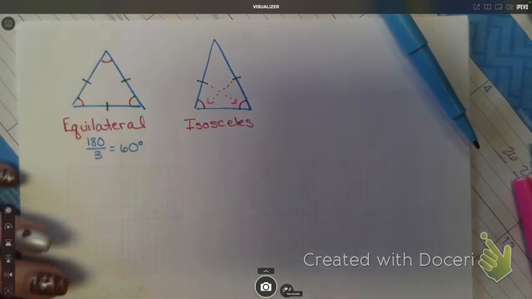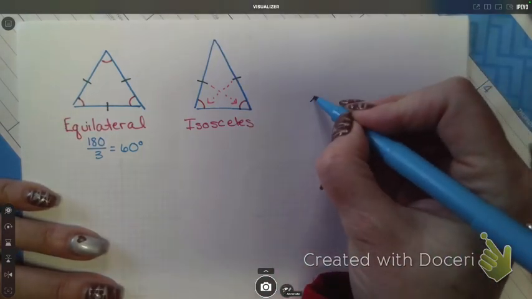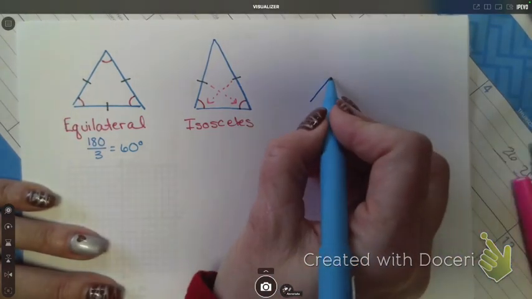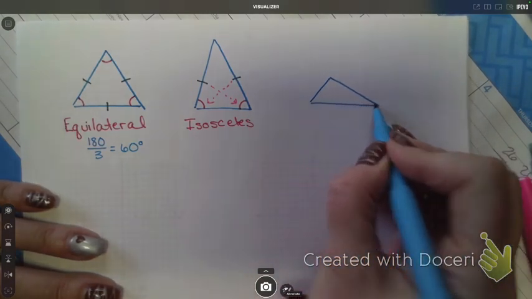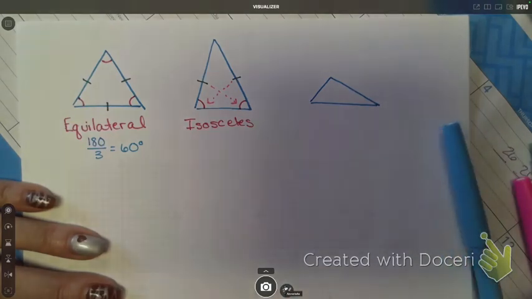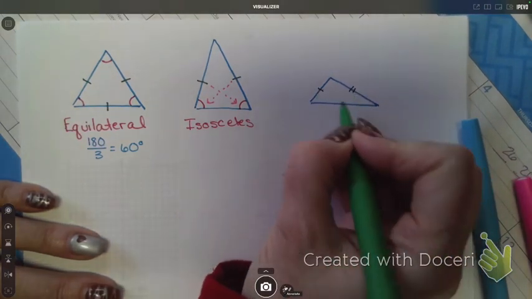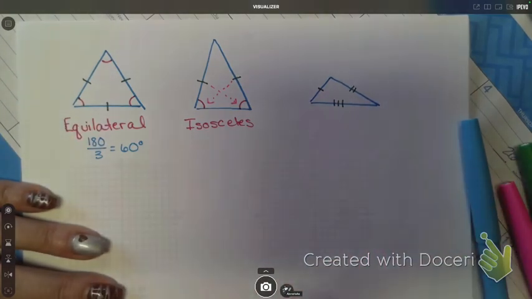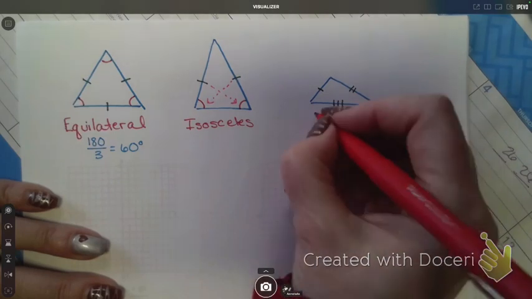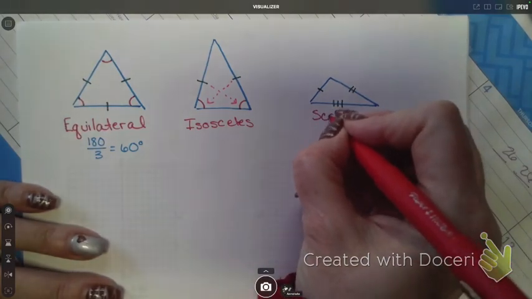So what triangle are we missing? The right triangle? Well, you could, but the scalene triangle. That's what it's called. Okay, it's ugly. Scalene, what does it mean? None of the sides are equal.